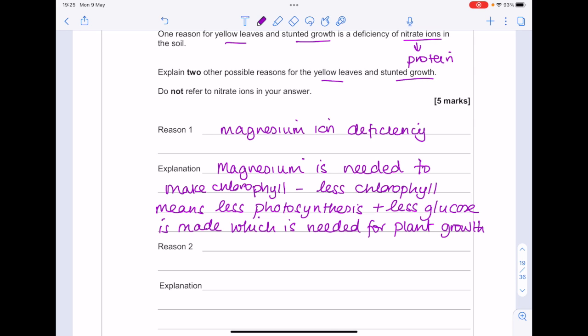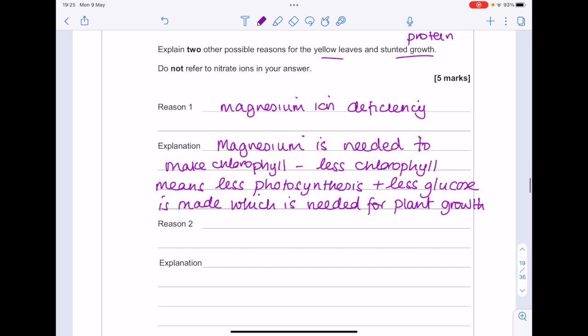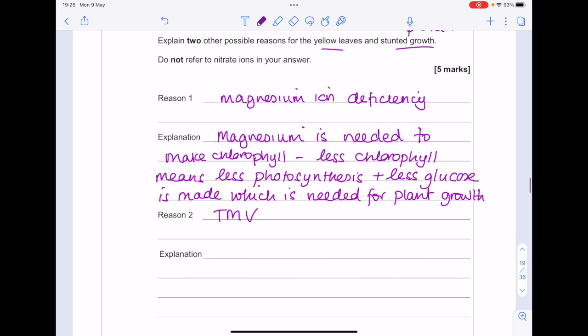What about the yellow leaf stunted growth from a pathogen point of view? What sort of disease could cause that? Tobacco mosaic virus. Tobacco mosaic virus damages chloroplasts, leading to everything we mentioned above. Less photosynthesis, less glucose, less growth.